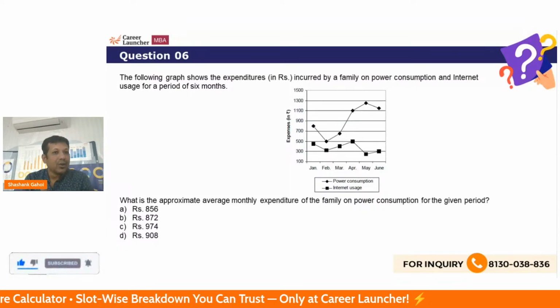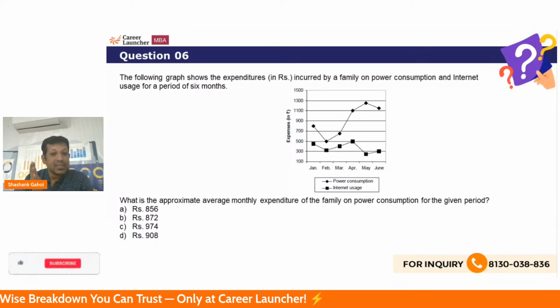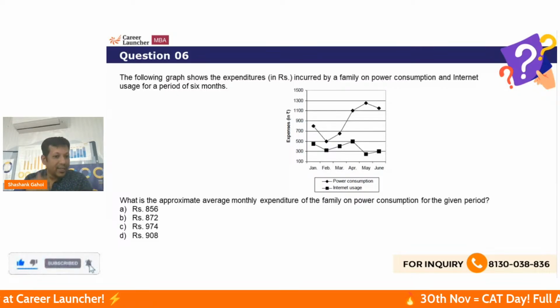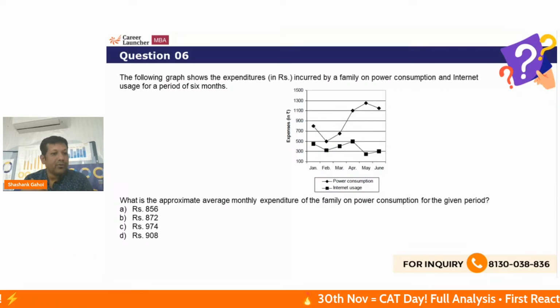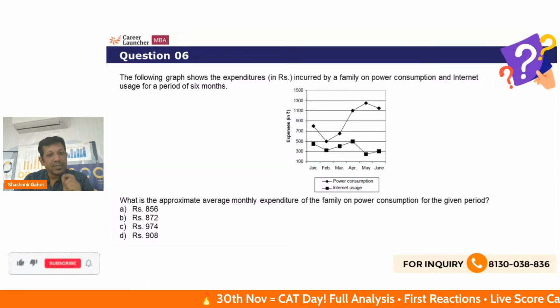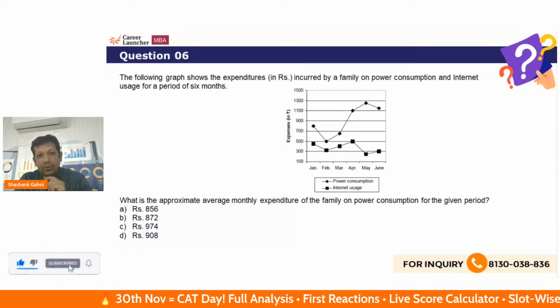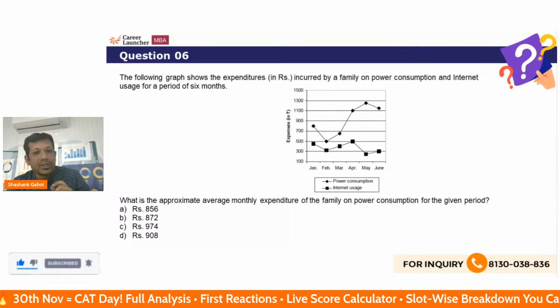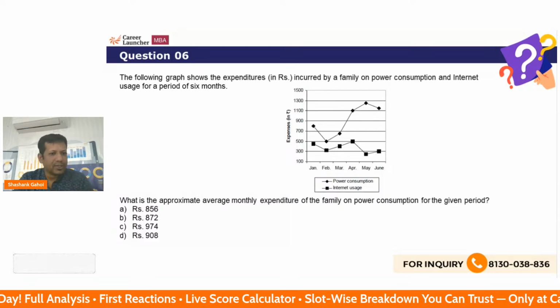So this is how options are created. Remember this, this is an important part. If you see, the first option is 856, then 872, then 974, then 908. So options are created in such a way that you don't get confused and get the wrong answer. You can easily calculate the answer.